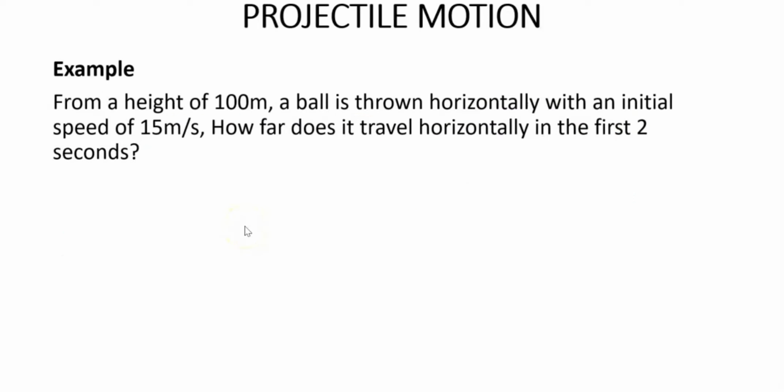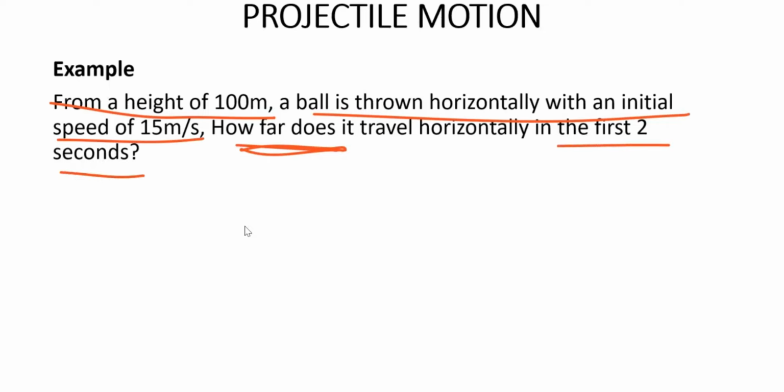Here it says, from a height of 100 meters, a ball is thrown horizontally with an initial speed of 15 meters per second. How far does it travel in the first 2 seconds? If you hear this, how far does it travel in the first 2 seconds, it immediately tells us that we should use the horizontal motion equation.